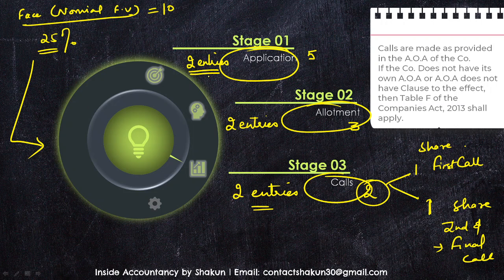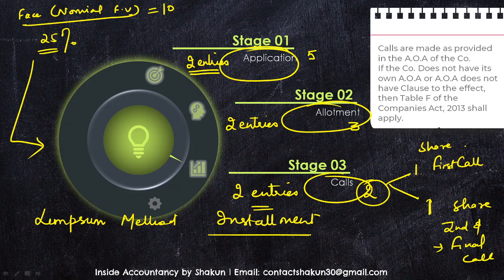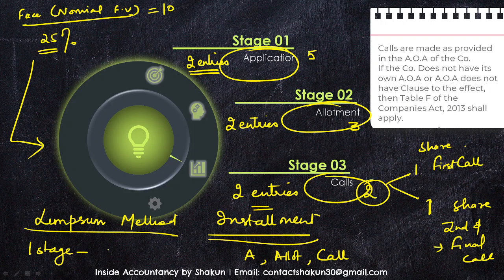Now one more thing that you have to understand is that I told you there are 2 methods: lump sum method and installment method. In the installment method, there can be application, allotment, and calls. These 3 stages minimum will be there. But in the lump sum method, there will be only one stage. Since it is just one stage, allotment has to be made along with it, so it is called application and allotment. So in the lump sum method, there's just one stage called application and allotment, and in the installment method, there are 3 stages: application, allotment, and call.